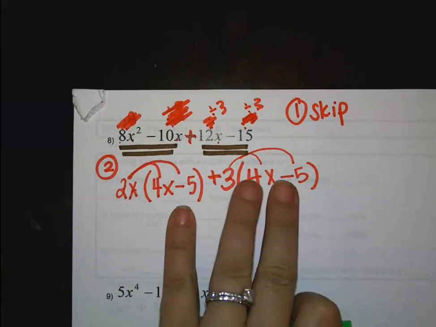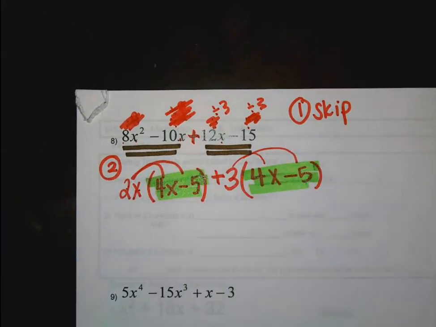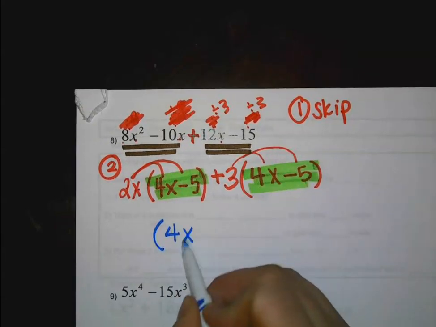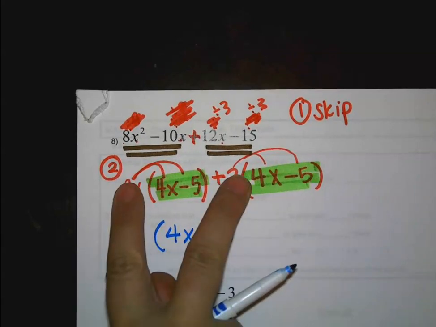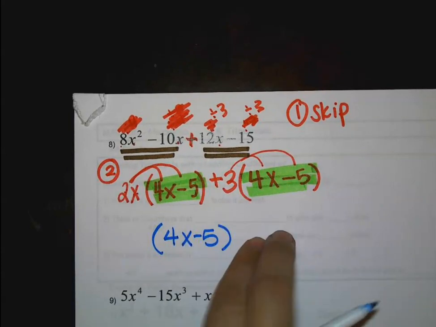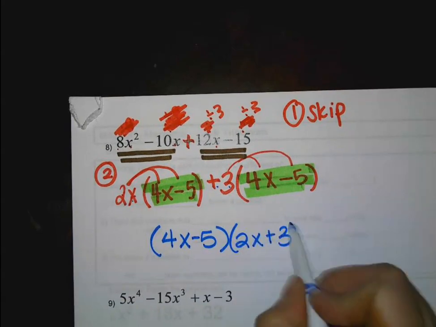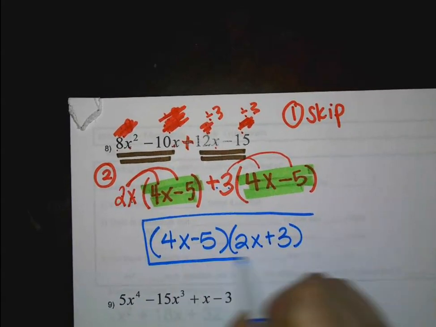Now if this works, and I did this correctly, these should match right here. This should match this. That's my clue that this is possible and that I did this correctly. So when these match, you're going to bring it down, 4x minus 5, and then you're going to put these two together. I don't care if these two together go here or if these two together go here. It doesn't matter. So I'm going to take the 2x plus 3. And then that would be my answer.